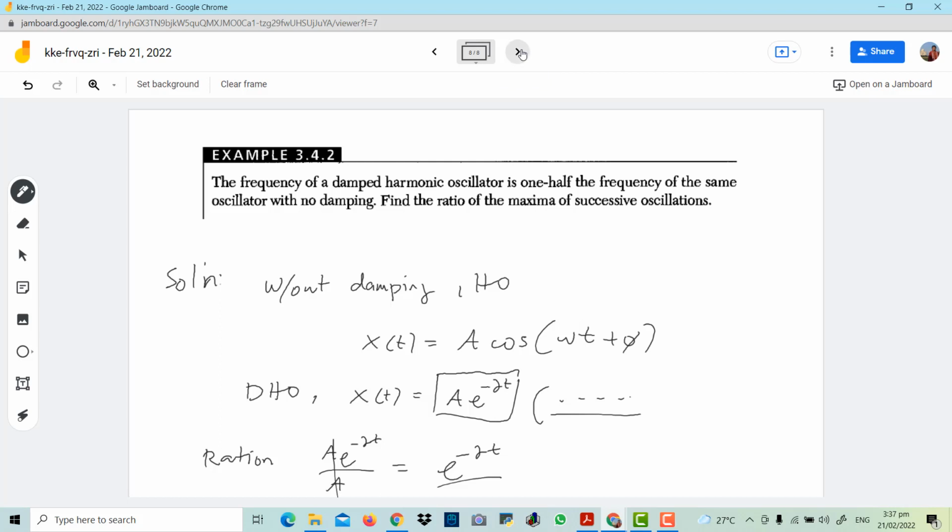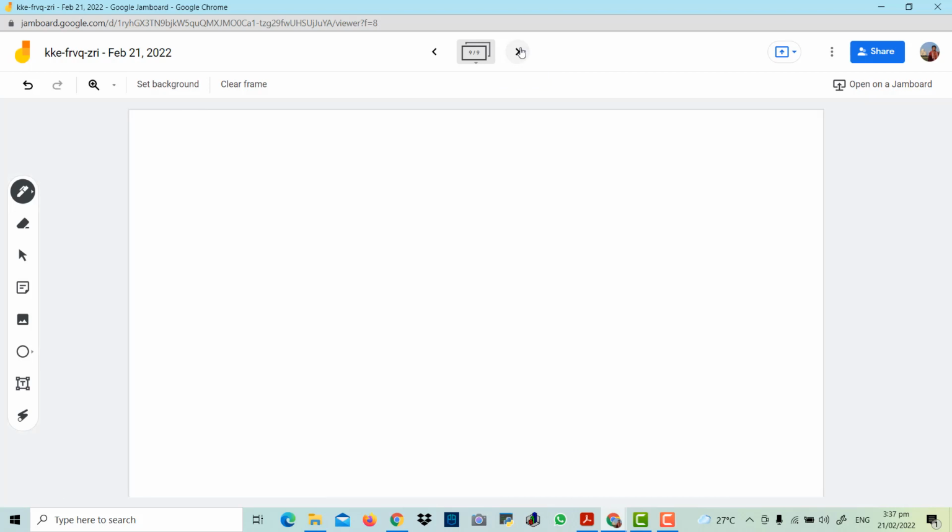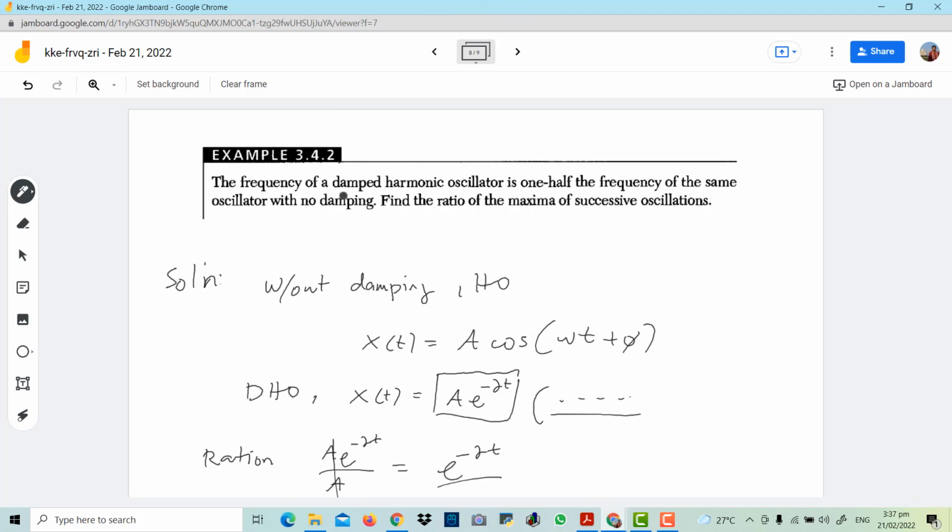Okay. Now, the given is that the frequency of the damped harmonic oscillator is 1/2 the frequency of the same oscillator with no damping. So meaning the frequency of the damped harmonic oscillator is only 1/2 the frequency of the harmonic oscillator, and that's the meaning of this statement here.